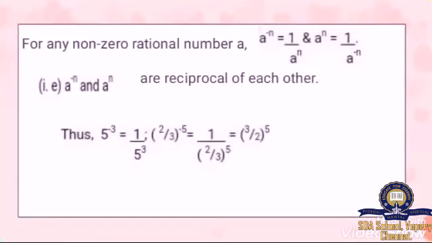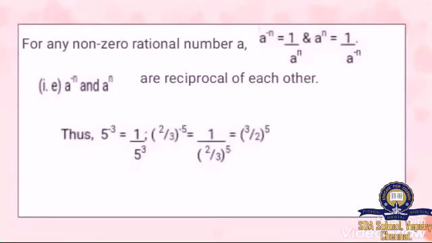So a raised to the power minus n and a raised to the power n are reciprocals of each other. Thus 5 raised to the power minus 3 is equal to 1 divided by 5 raised to the power 3. So it is easy for you.